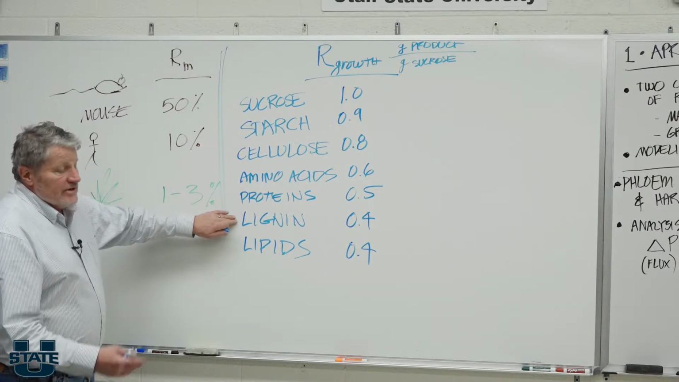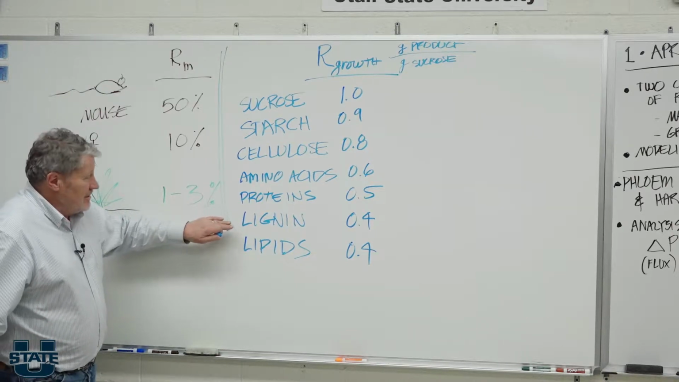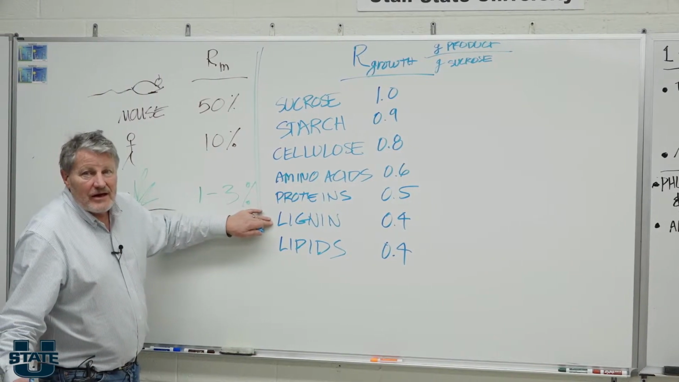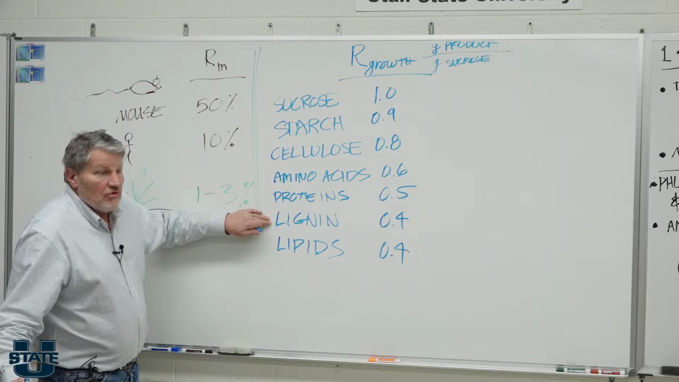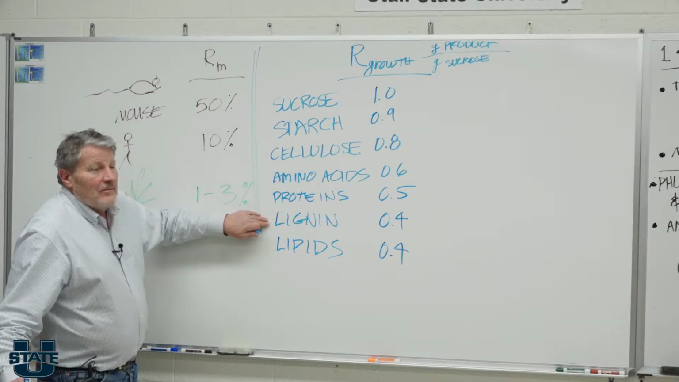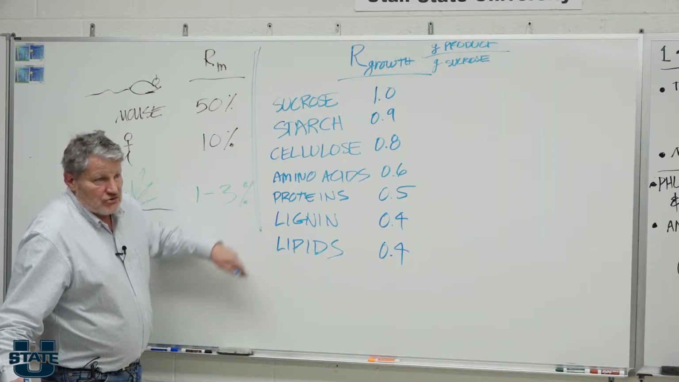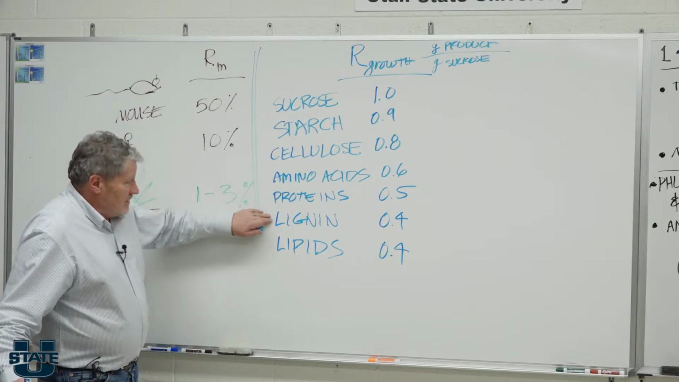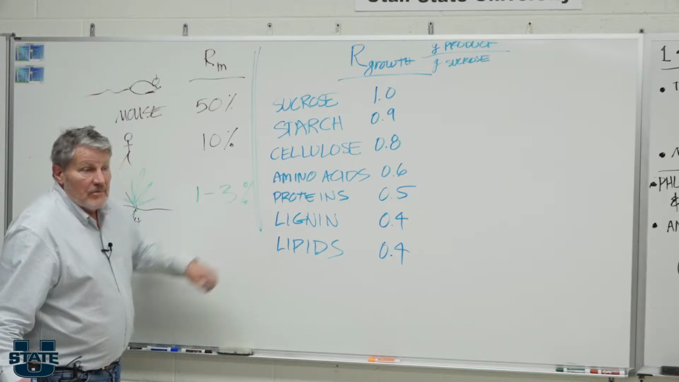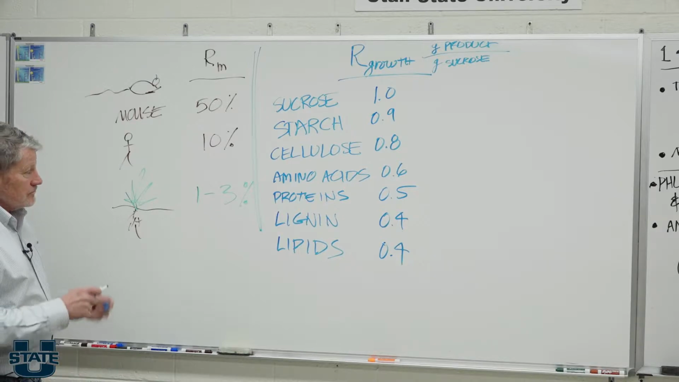Some plants, like say lettuce, not much lignin in lettuce. So lettuce can be more efficient because they're not making hard compounds. And a tree is less efficient because they've got to make a lot of hard compounds.